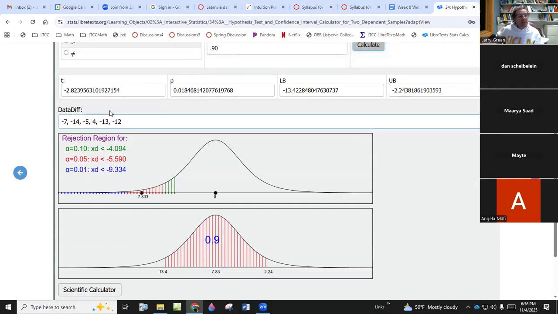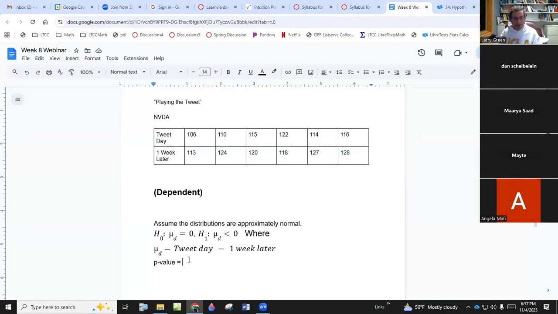We have our test statistic, which is t, because we don't know the population standard deviation, so it's just going to be a t, Student's t-test. We have our p-value of 0.018. That's really important. Let's put that in.